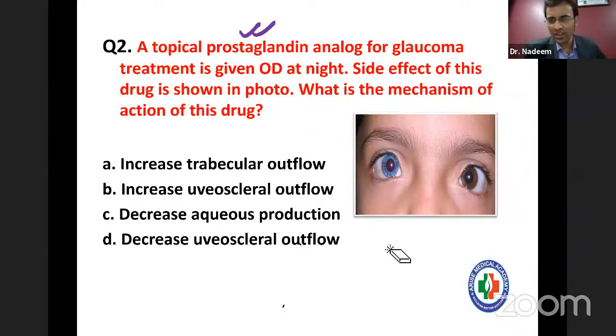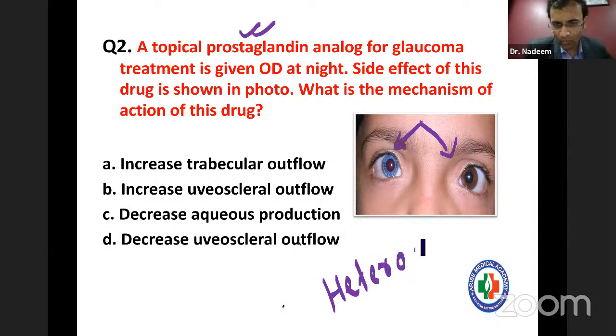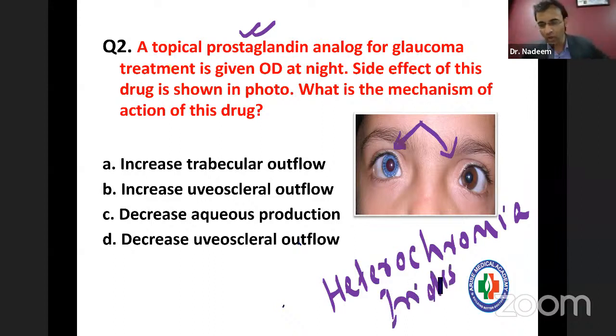Are you able to see different iris colors? This iris color and this iris color are different. Both irises are different in color. Heterochromia iridis, right? Very good, Dr., very good. Heterochromia iridis, right?